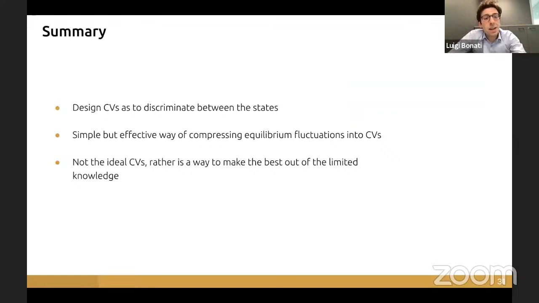So in summary, in the first part, we saw how we can use CVs to discriminate between the states. This is a simple but effective way of compressing the information we have in the first place, which are equilibrium fluctuations, into collective variables. Of course, this doesn't give us the ideal CV, rather it is a way to make the best out of the limited knowledge. What we want to do in the next step is to take this data and refine it to improve the description of the collective variables.